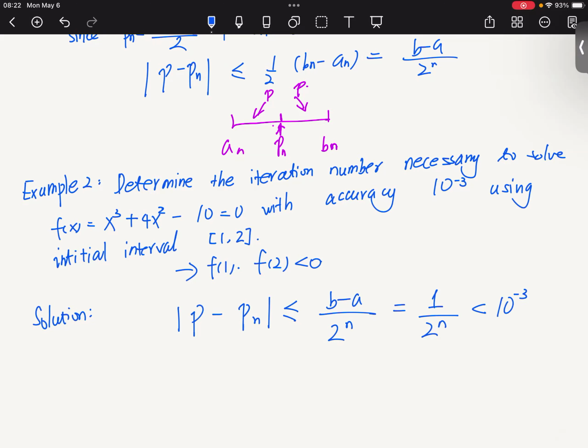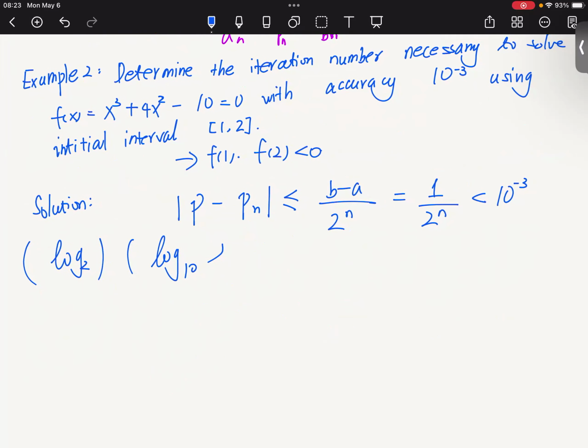And we can solve this inequality. You can use your calculator to solve it, but I'm going to give one idea here. You can either take the logarithm with base 2, or you can take the logarithm with base 10. I'm going to choose the logarithm base 10 here. So let's take a logarithm with base 10 on both sides.